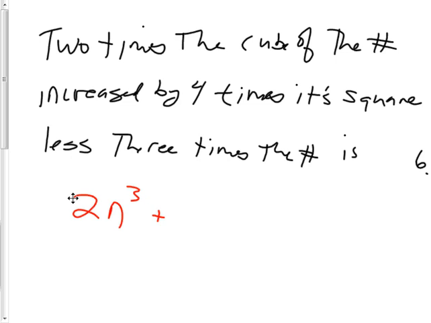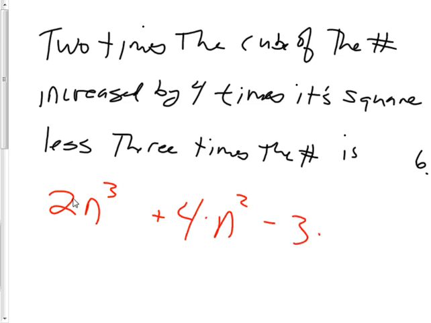All right, so here it is. 2 times the cube of the number. You get that that's this. Does that make sense? Okay. Next. Increased by 4 times its square. That's its square. Then less 3 times the number is 6. There we go. There it is. Raise your hand if you had that one right. Awesome. Then you got a shot at this one tomorrow.